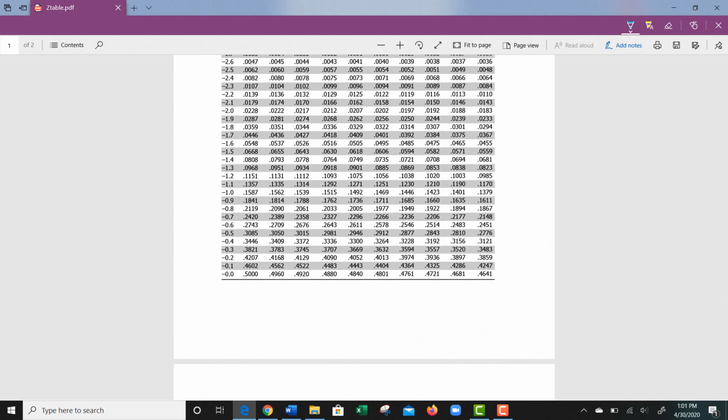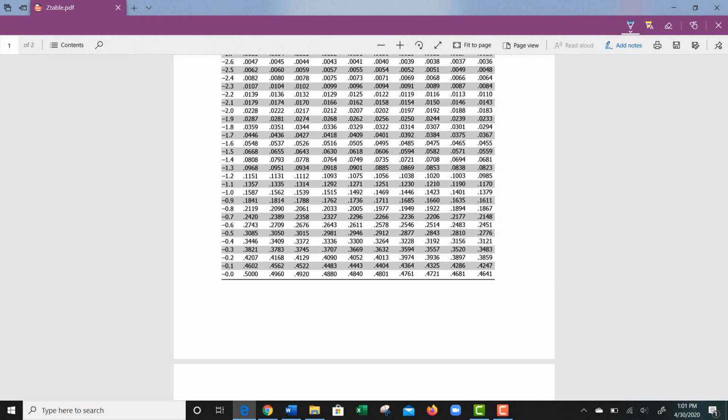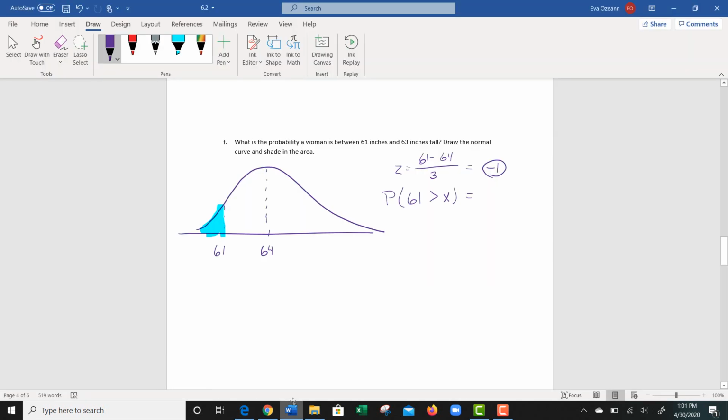So the probability that somebody is 61 or shorter, so let's find -1 in our z-score table. So let's see, -1, that's going to be right here. So that's going to be 0.1587. So this right here is going to be 0.1587 or 15.87%.